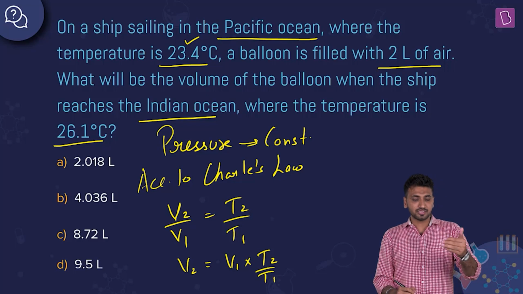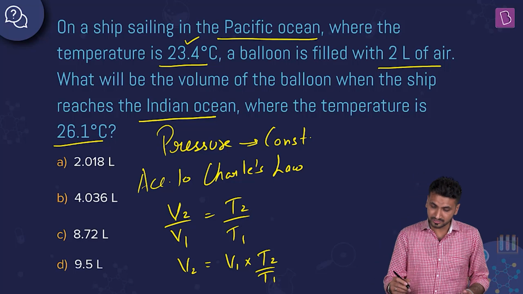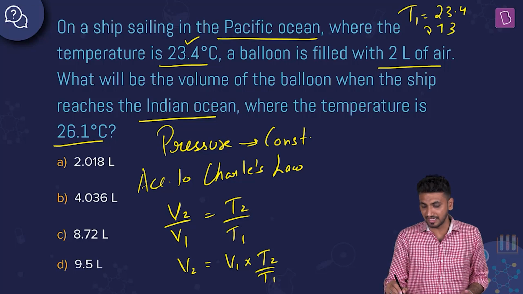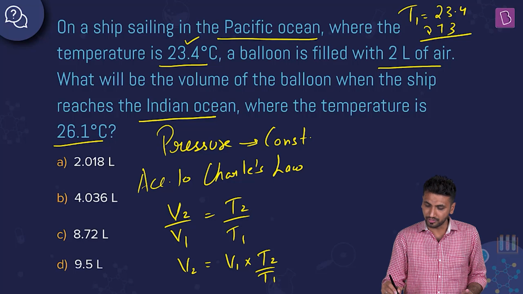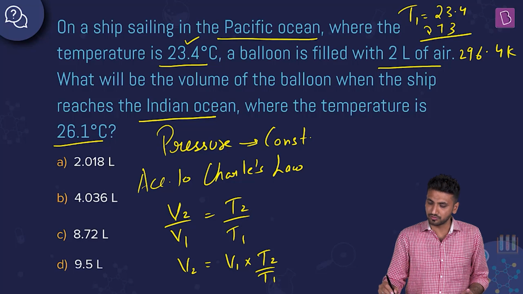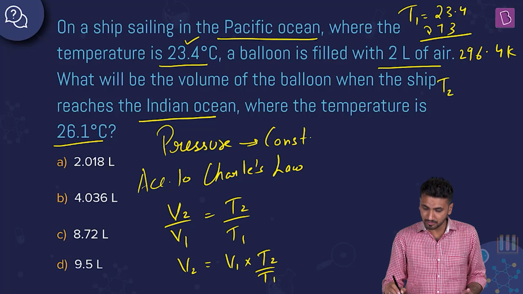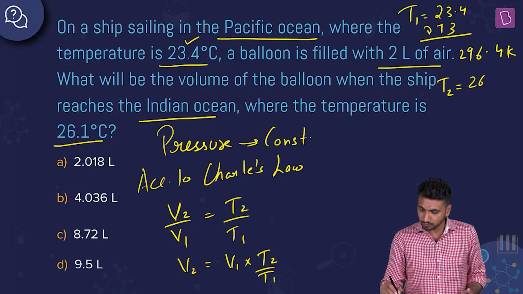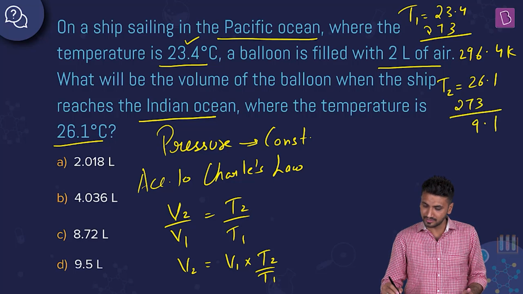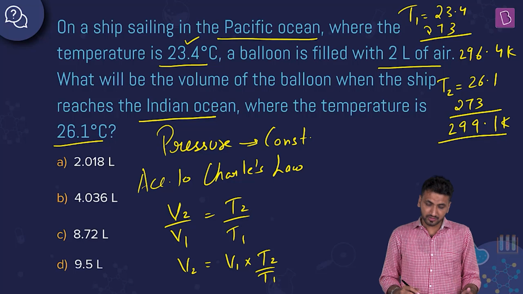Temperature is given in degrees C, and because we need the absolute value here, we have to convert it into Kelvin. T1 is 23.4 plus 273, which is 296.4 Kelvin. Similarly for T2, 26.1 added to 273 is 299.1 Kelvin. And V1 given is 2 liters.